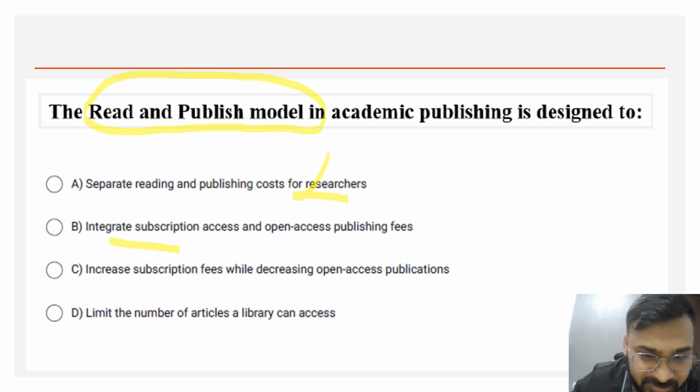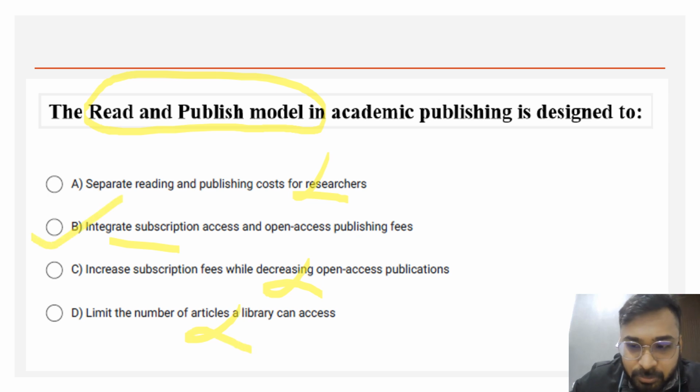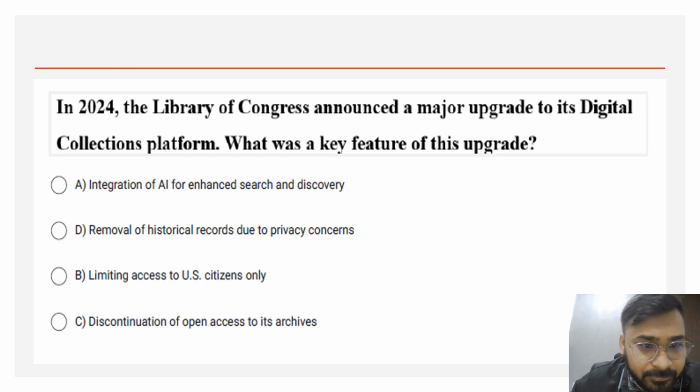Increasing subscription fees with decreasing open access publication, wrong. Limit the number of articles a library can access. No, this would be the right option. When you don't know the answer, you have to always eliminate, and consciously you have to answer it, because you have to think out of paradigm.